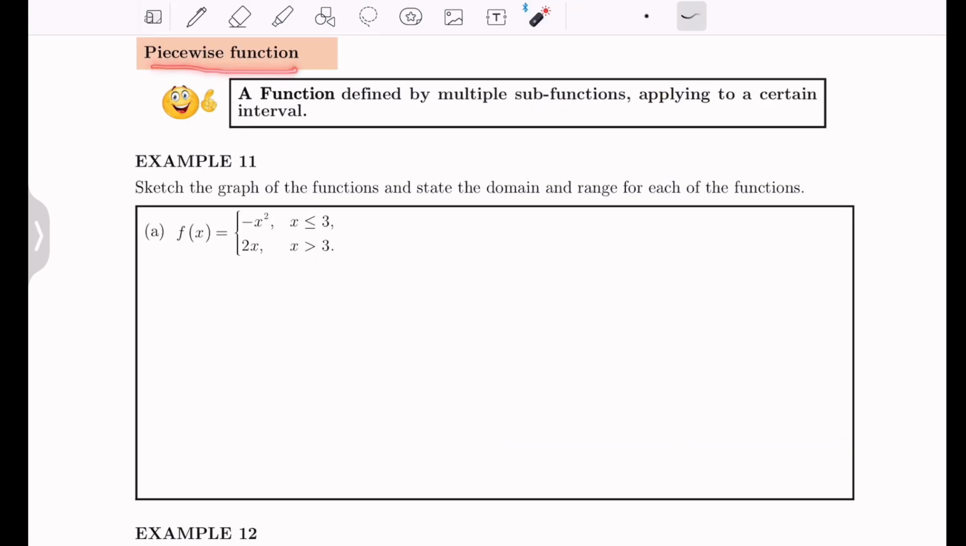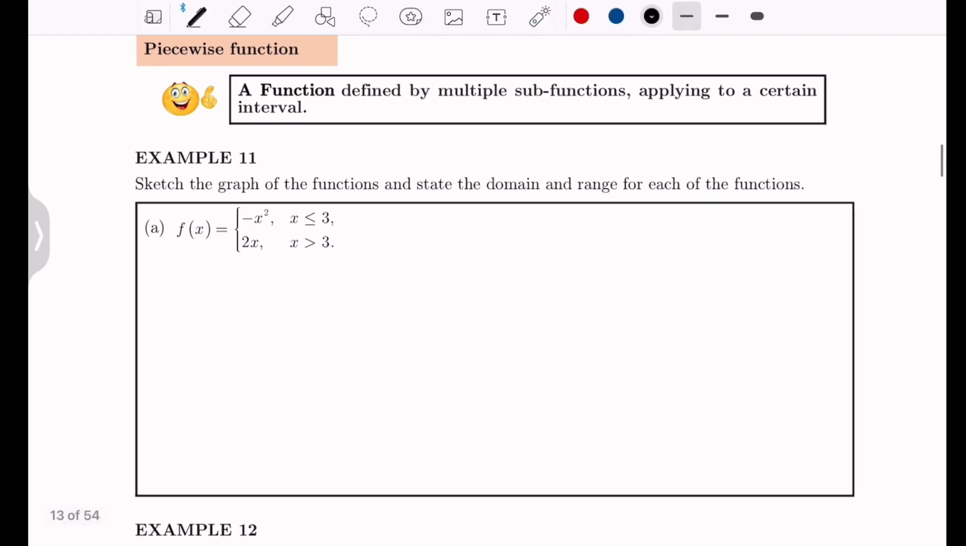A piecewise function is a function defined by multiple subfunctions applying to a certain interval. For example 11, we have to sketch the graph of the function, state the domain and range for each of the functions. We have two subfunctions in this function. The first subfunction is for x less than or equal to 3, and the second is for x greater than 3.